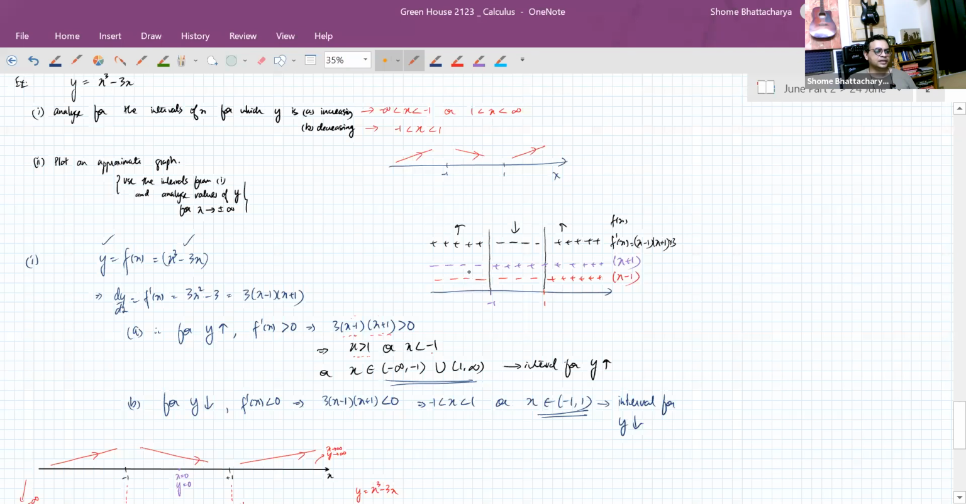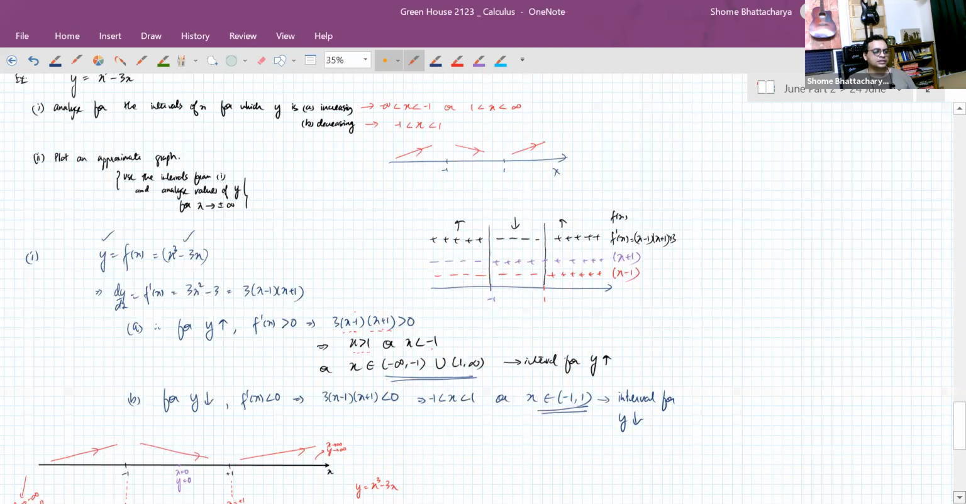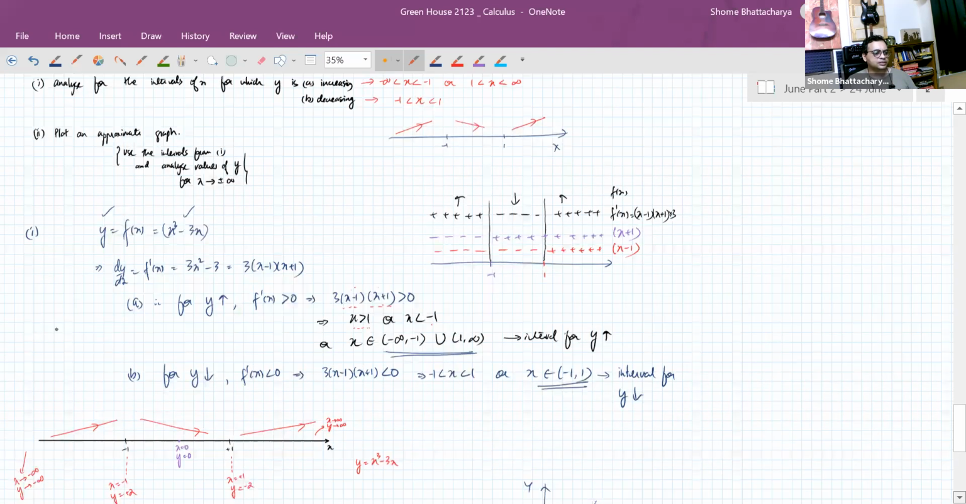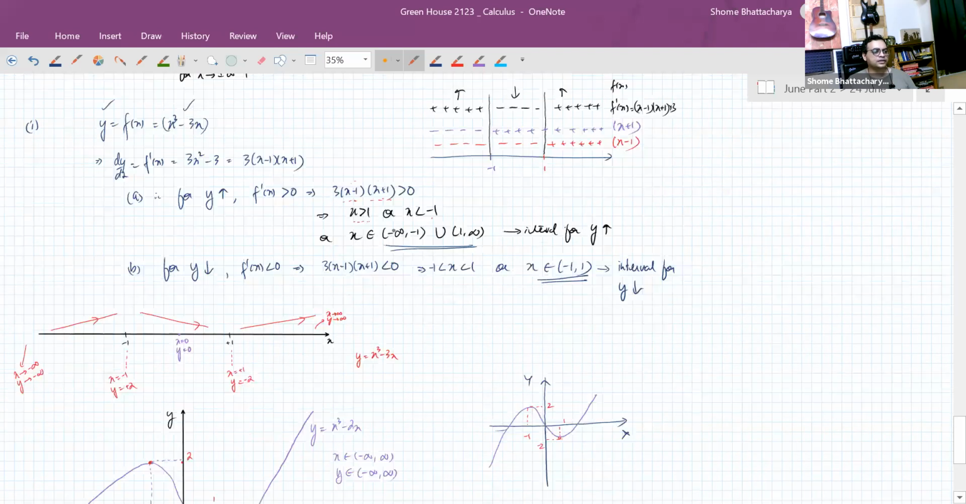In the region less than minus 1, it is the product of two negative quantities, so it's positive. In between minus 1 and 1, it is the product of a positive and a negative, so it's a negative quantity. And then again, it's a positive quantity. So that is about the derivative, which is the product of these two things. So what about the function? The function is increasing where the derivative is positive, so that's here and here, and decreasing where the derivative is negative. So that's how we have an idea about the intervals, and about the shape: the function must be rising, dropping, and then again rising.